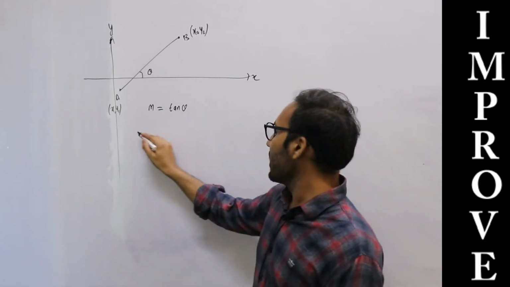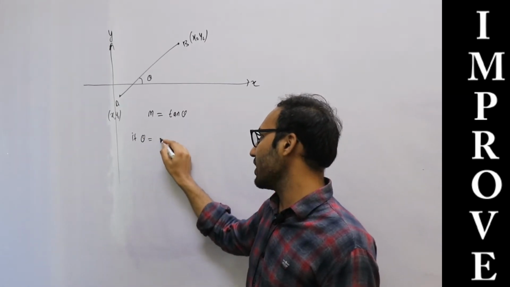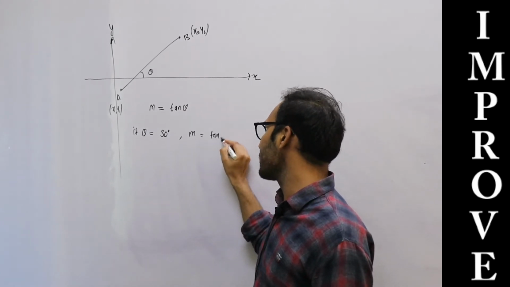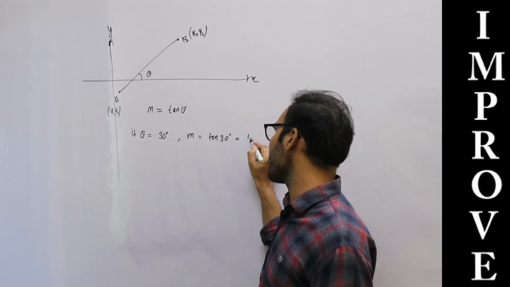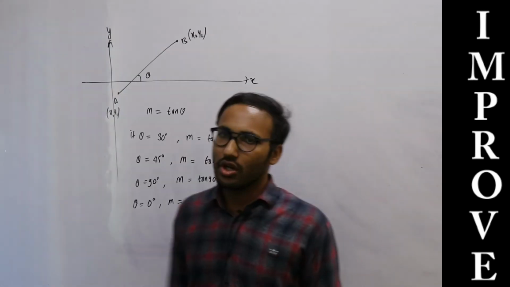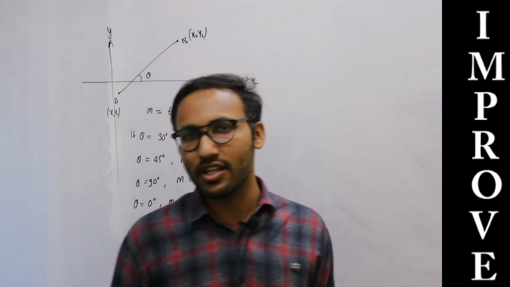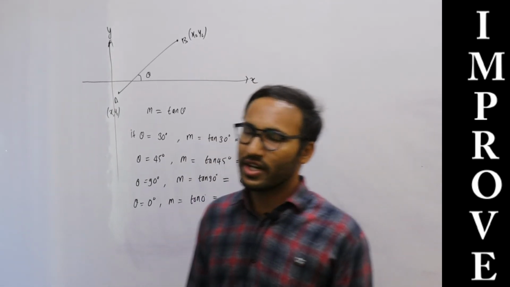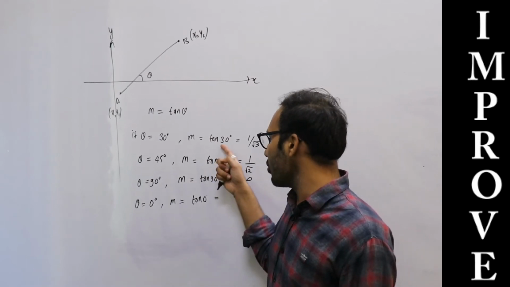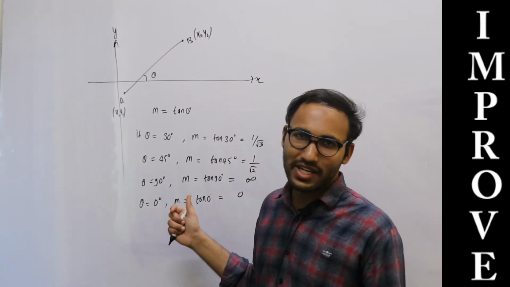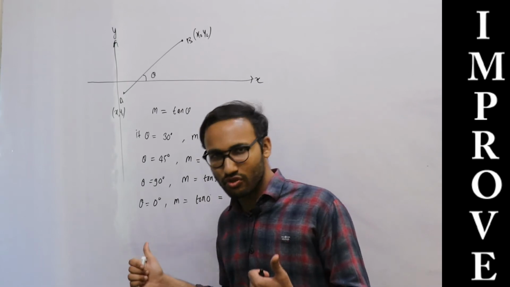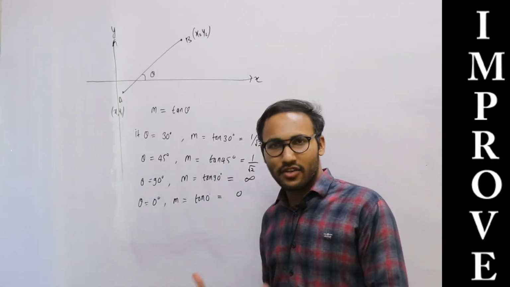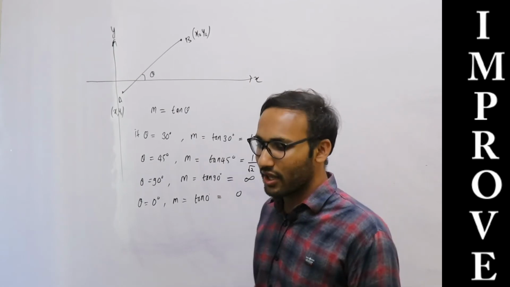Okay, suppose if theta is equal to 30 degree, so you can easily find the slope m is equal to tan 30, which is equal to 1 by root 3. If theta is obtuse angle, then slope will be negative. You know the tan of obtuse angle will give you negative. So from here we can obtain that the value of slope can be lying between minus infinity to plus infinity, and 0 and infinity also. Okay, so I think now it's clear what is slope. Let's move on to another topic.